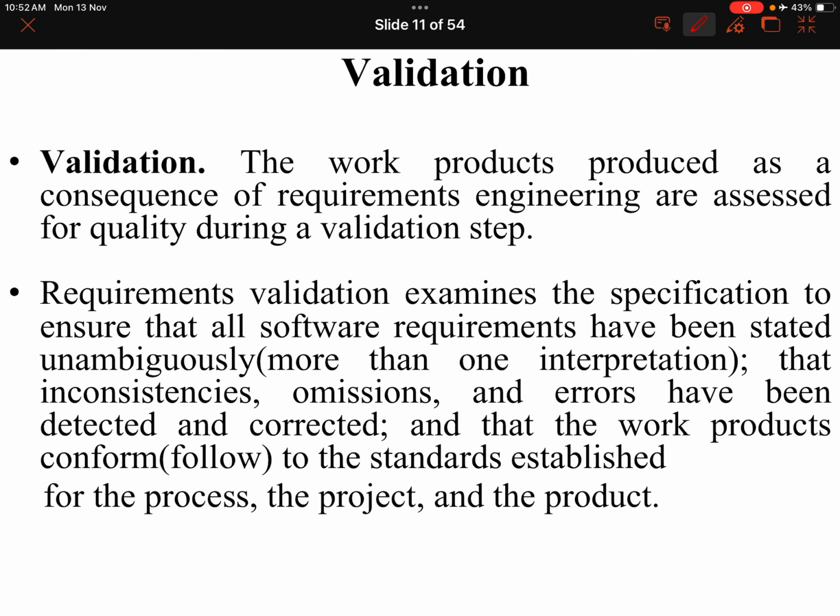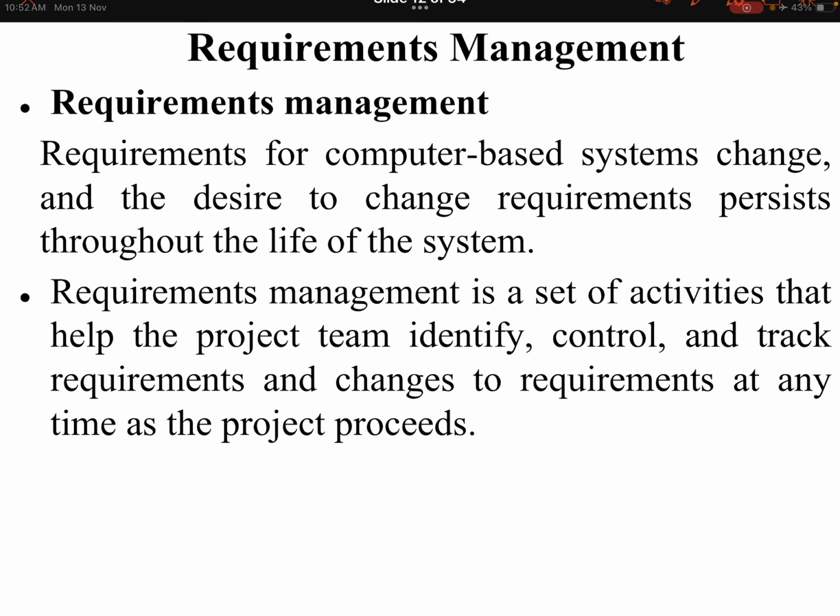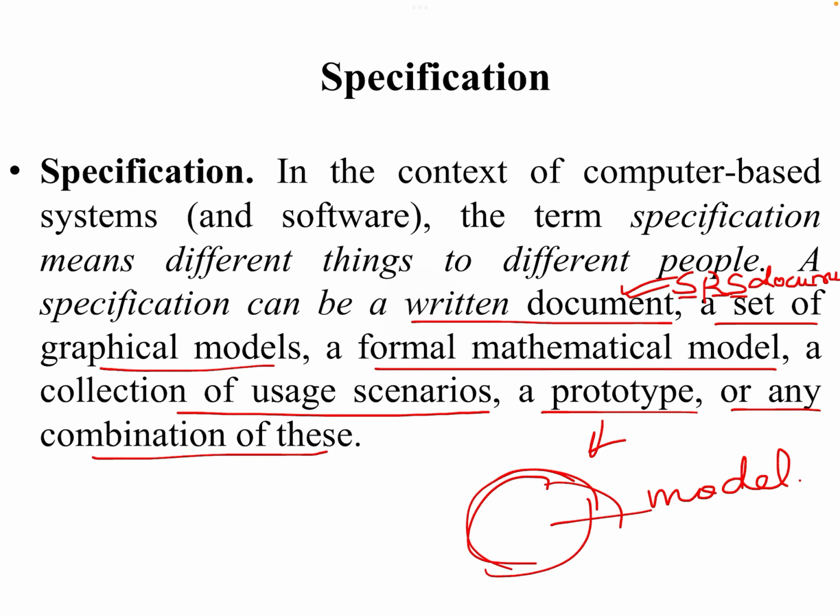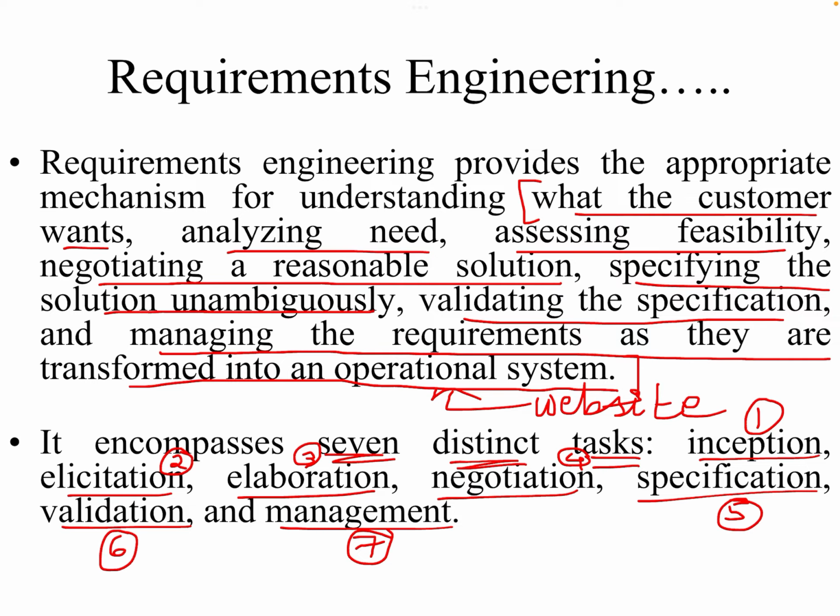Validation. The work products produced as a consequence of requirement engineering are assessed for quality during a validation step. Requirements validation examines the specification to ensure that all software requirements have been stated unambiguously, with no more than one interpretation, that inconsistency, omissions and errors have been detected and corrected, and that the work products conform to the standards established for the process, the project and the product. So this was all about the requirement engineering.